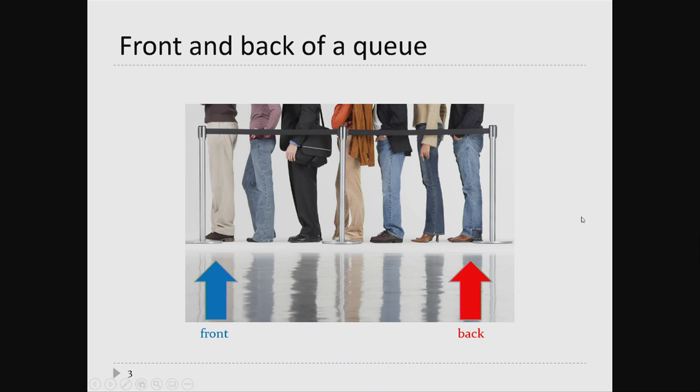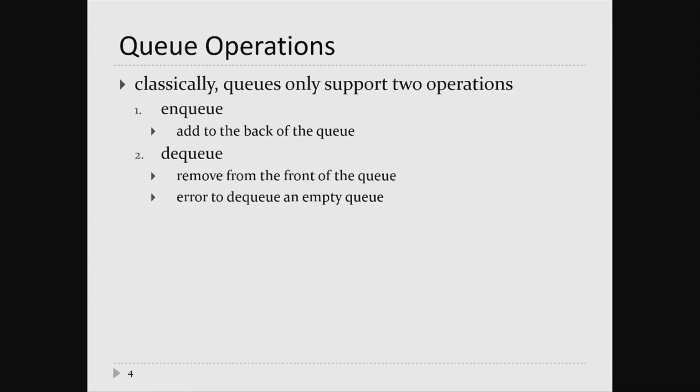There are other types of queues used in computing science. There are things like priority queues, where elements enter the queue with a certain priority. The highest priority would go in the front and the lowest priority would go in the back. But we're just talking about simple queues today. Queues classically support only two operations. You can enqueue, which means you get added to the back of the queue, and you can dequeue, which means you remove from the front of the queue. It's always an error to dequeue an empty queue. Those are the only two operations that a queue has to support.